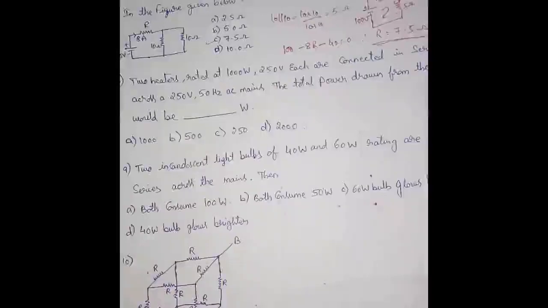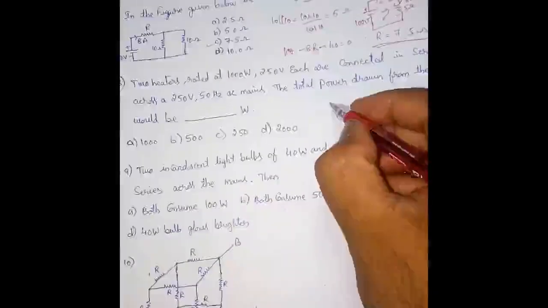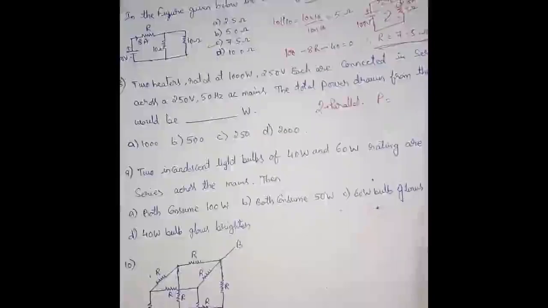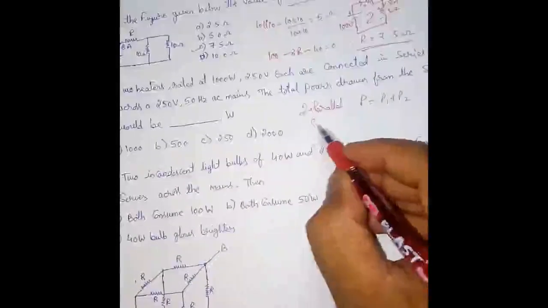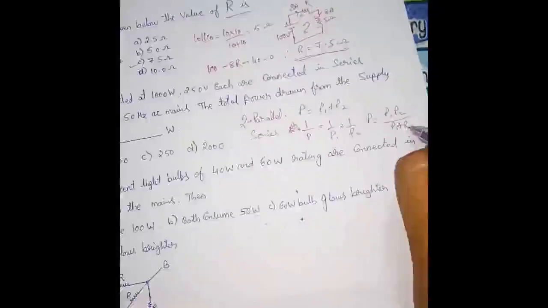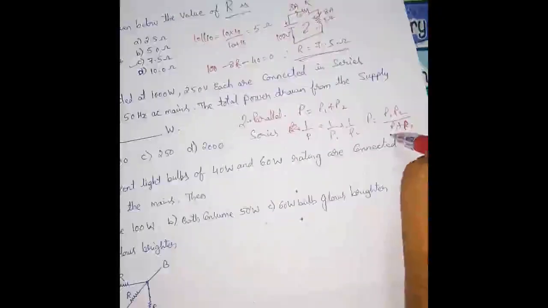See, one thing you need to understand here: if two elements are connected in parallel, then the total power can be given as P1 plus P2. If the same two elements are connected in series, then the total power can be given as 1 by P is equal to 1 by P1 plus 1 by P2. So in simple words I can say P is equal to P1 P2 by P1 plus P2 if it is series. If it is parallel, just add it.